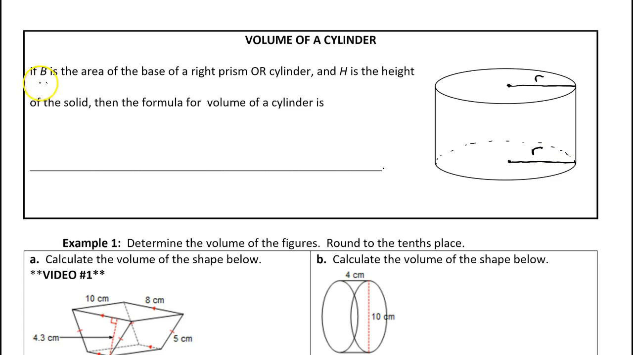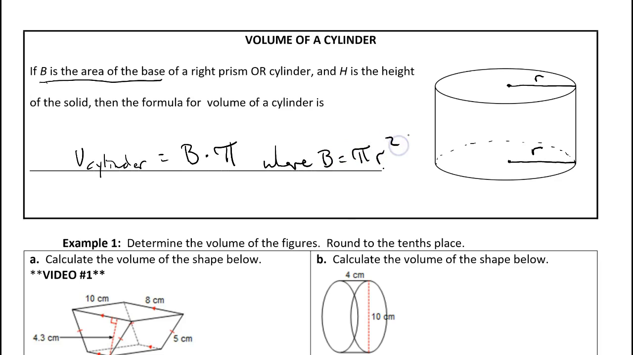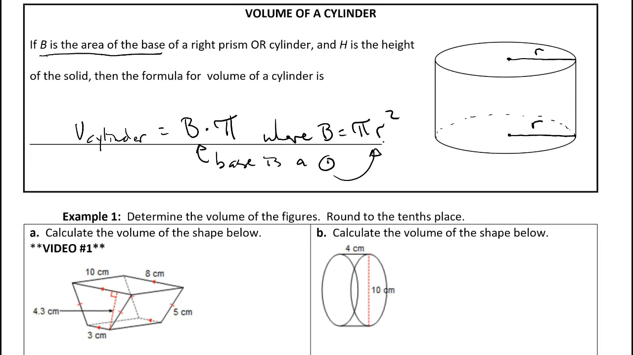So again, we have B as the area of the base of a right prism or cylinder, and H is the height of the solid. Then the volume of a cylinder is going to become area of the base times the height, where B is equal to pi r squared, because this base is a circle, and we know the area of a circle is pi r squared. Just keep reminding yourself that capital B stands for area of the base.